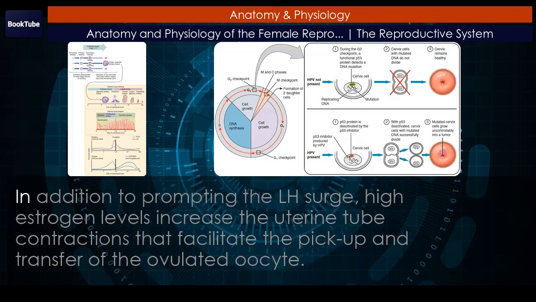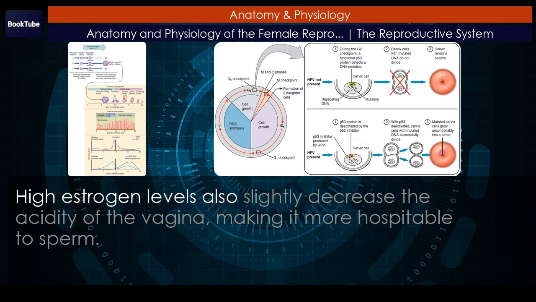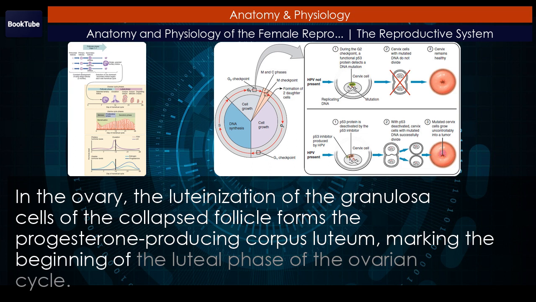Secretory phase. In addition to prompting the LH surge, high estrogen levels increase the uterine tube contractions that facilitate the pickup and transfer of the ovulated oocyte. High estrogen levels also slightly decrease the acidity of the vagina, making it more hospitable to sperm. In the ovary, the luteinization of the granulosa cells of the collapsed follicle forms the progesterone-producing corpus luteum, marking the beginning of the luteal phase of the ovarian cycle.